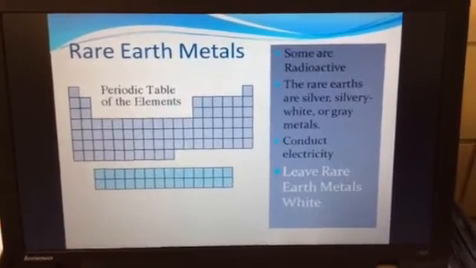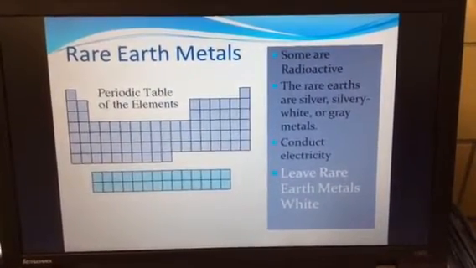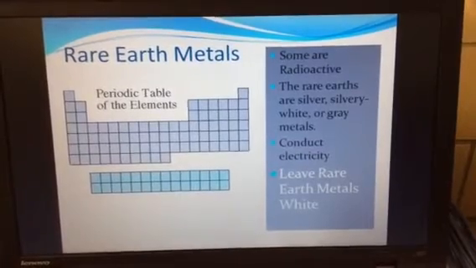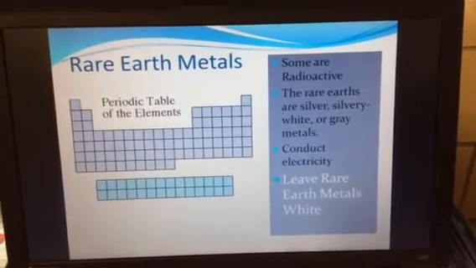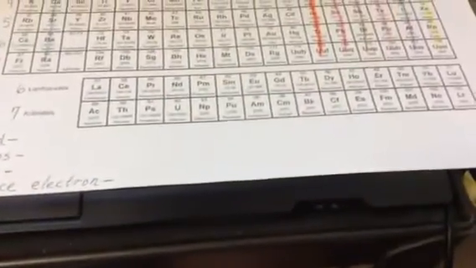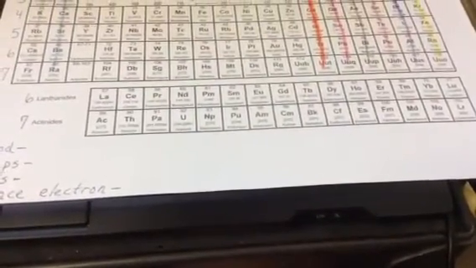At the bottom, you have your rare earth metals. Some are radioactive. You will leave the rare earth metals white. And these are the elements a part of the lanthanide series and the actinide series.